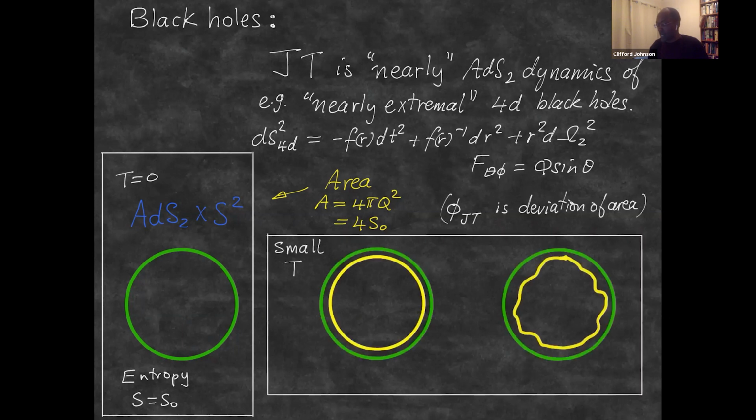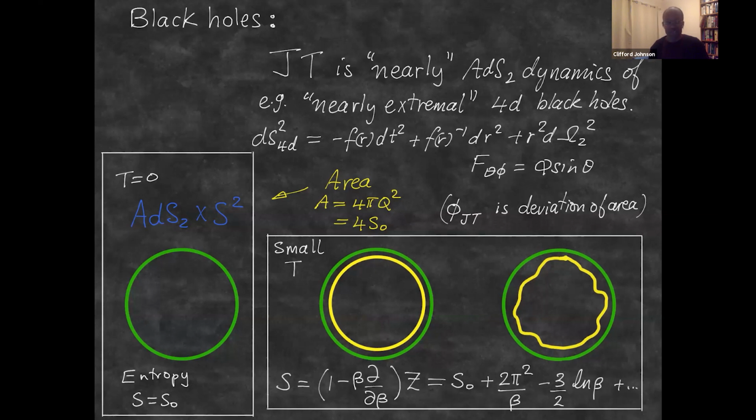And the picture you should have in mind is that if you were to move away from zero temperature extremality slightly, you would have a deformation of that AdS2, and in some ways JT gravity is capturing precisely those dynamics. The scalar, if you like, is parameterizing deviations of the area away from the extremal value. And the dynamics then is the wiggling of that boundary. So I have some small temperature dynamics, which I've drawn in that box there.